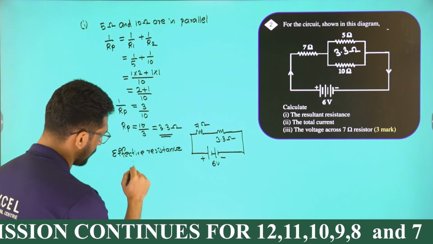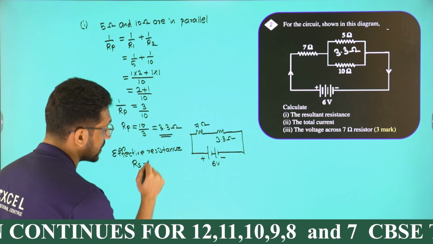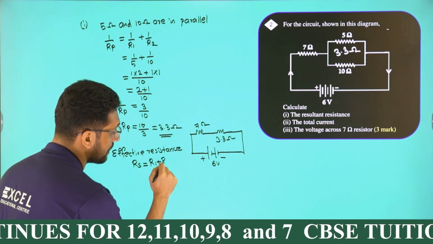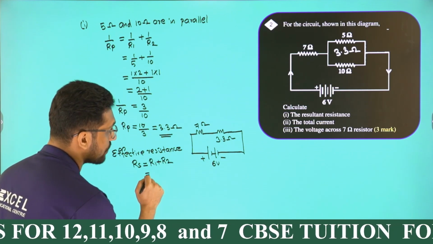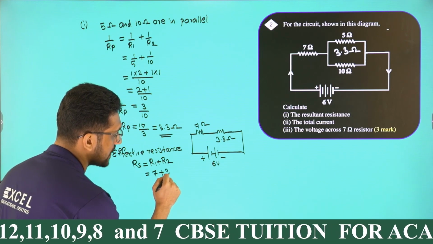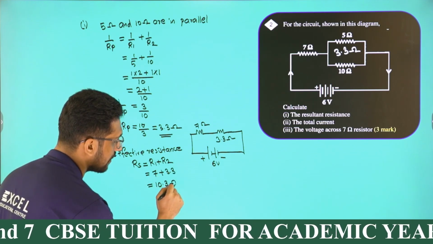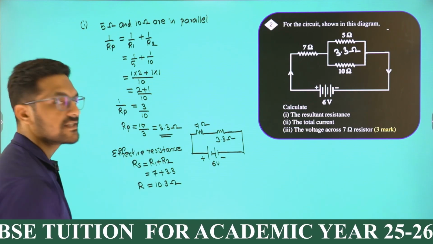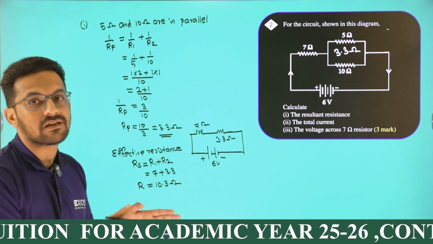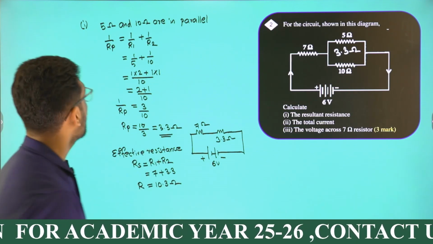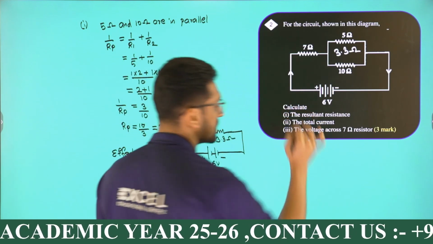What is the equation for that? It's in series. So effective resistance in series is R1 plus R2. What is R1? That will be 7. 7 plus 3.3, you will get 10.3 ohm. Effective resistance is 10.3 ohm. Okay, now I have the answer to the first question.